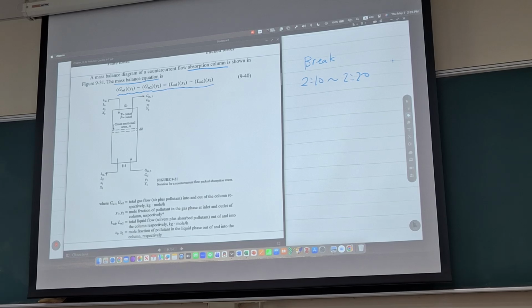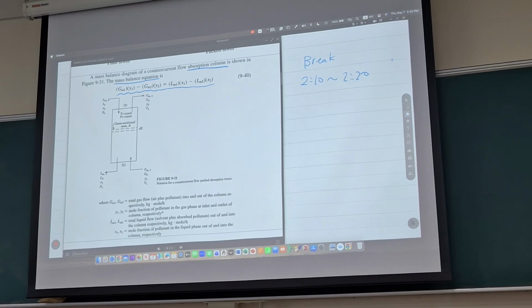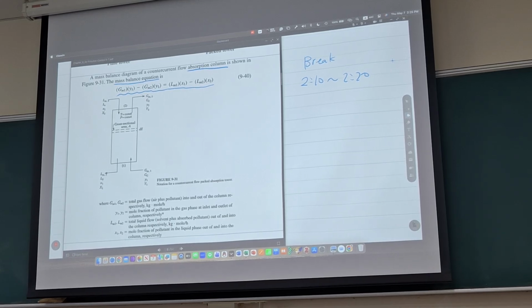Okay. So let's see this one first. This one equals this size on the left-hand side. G stands for the gas pressure, right? So this equals.